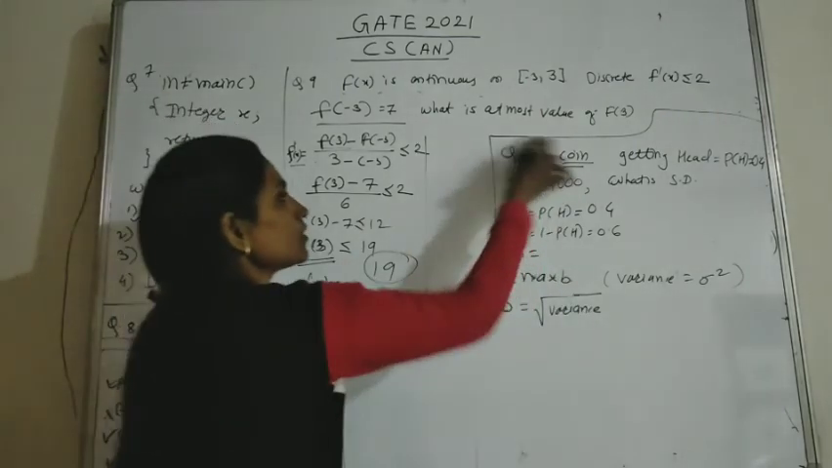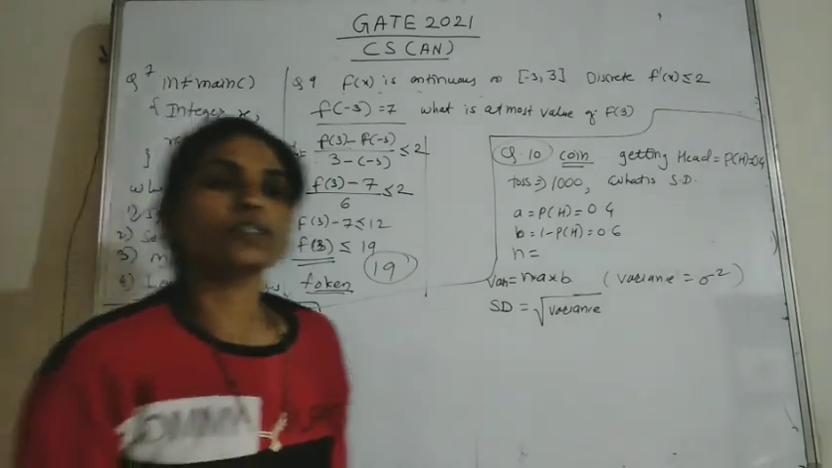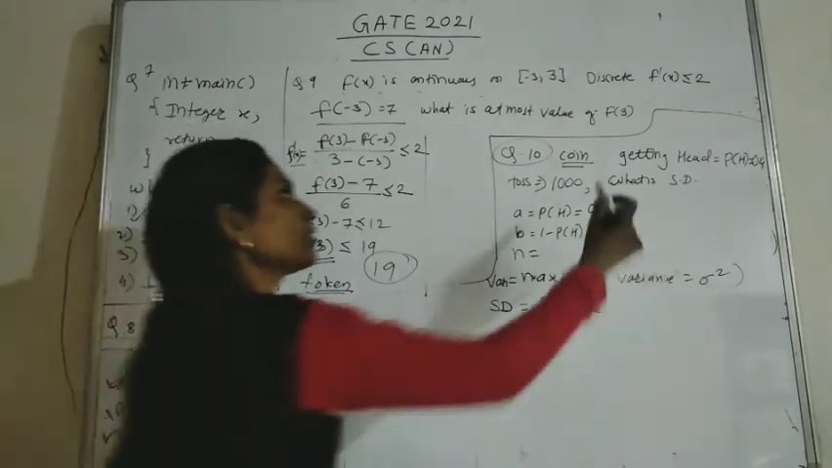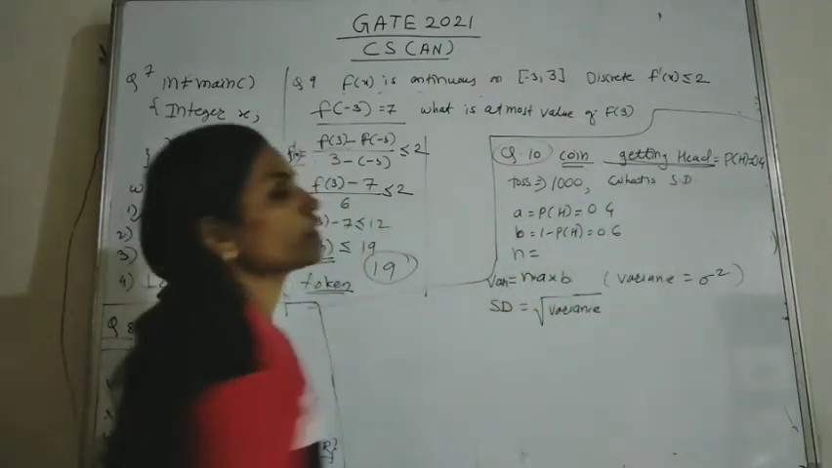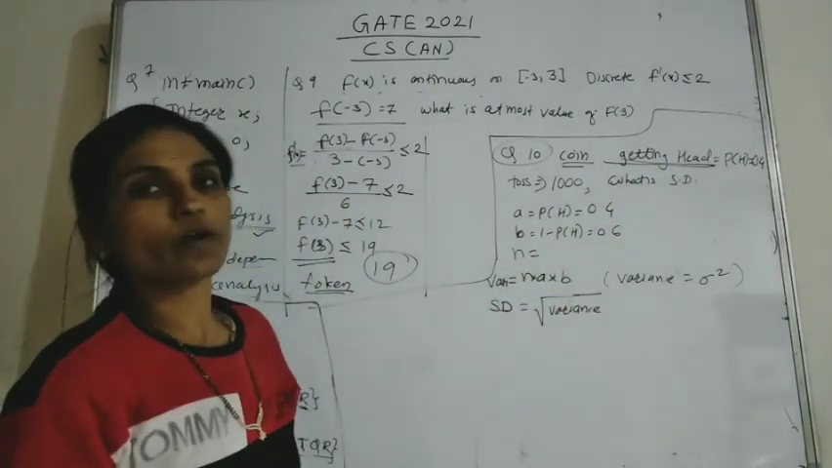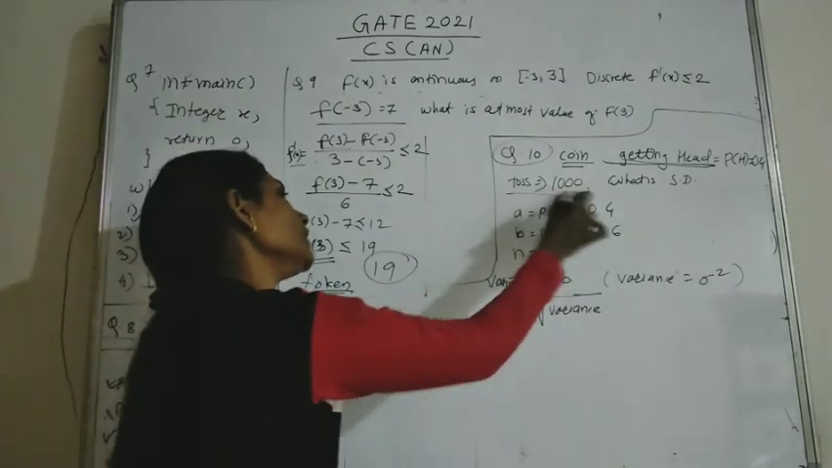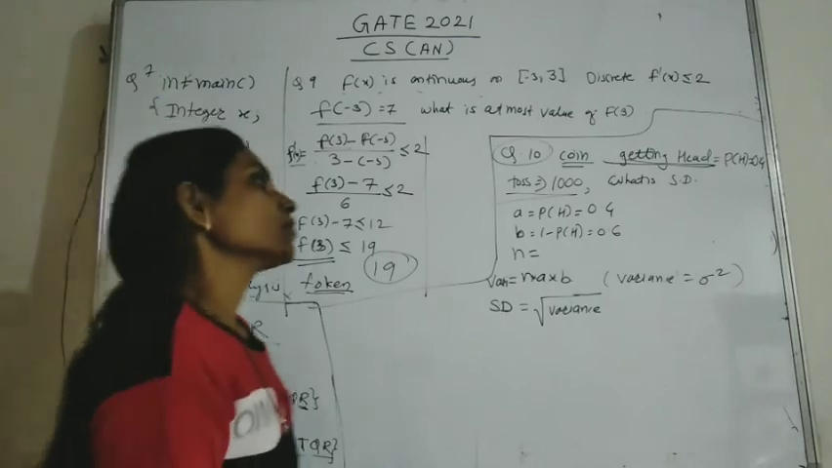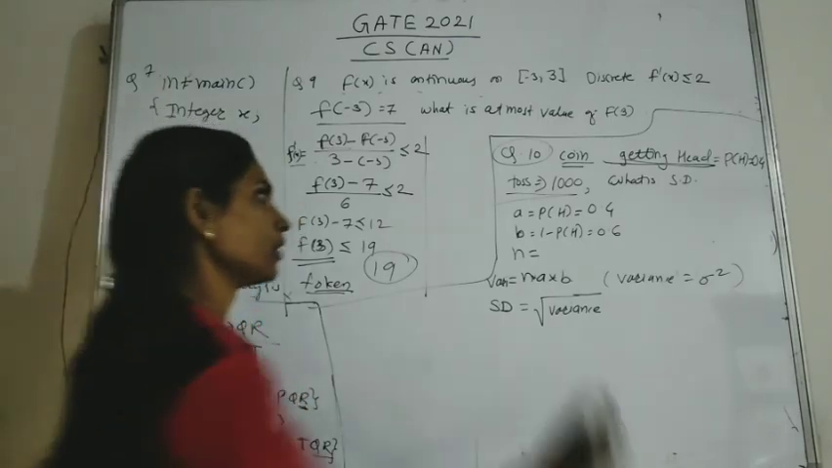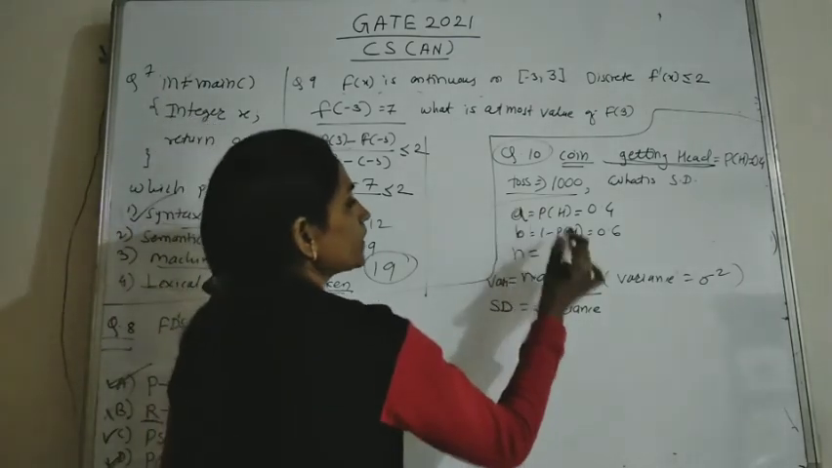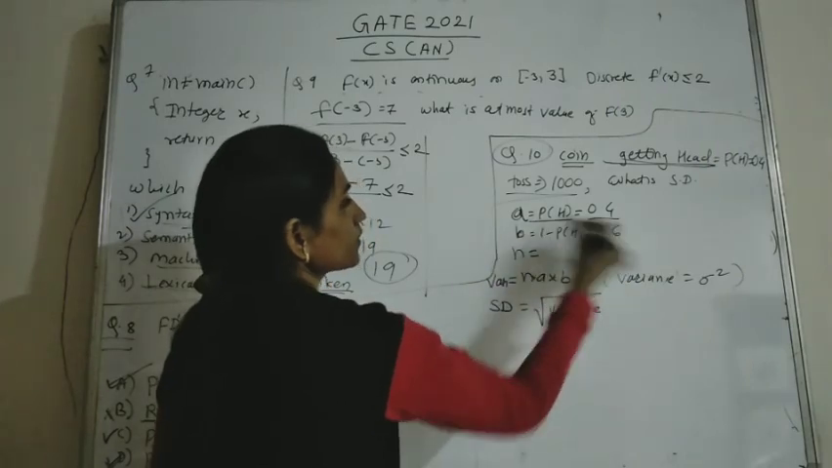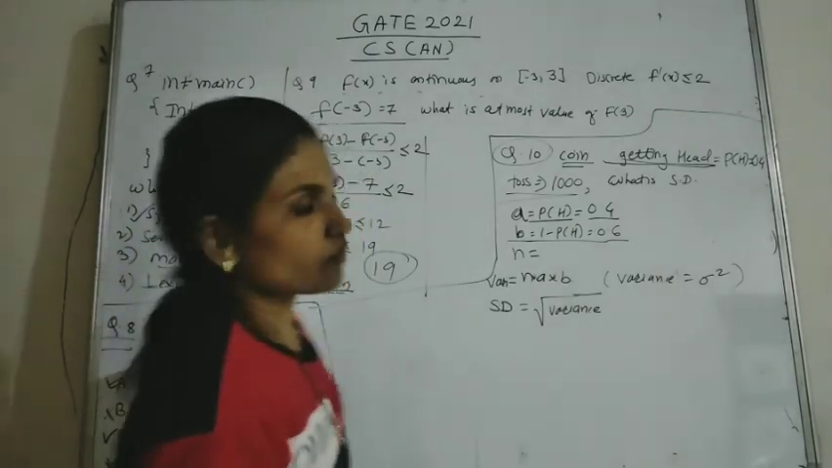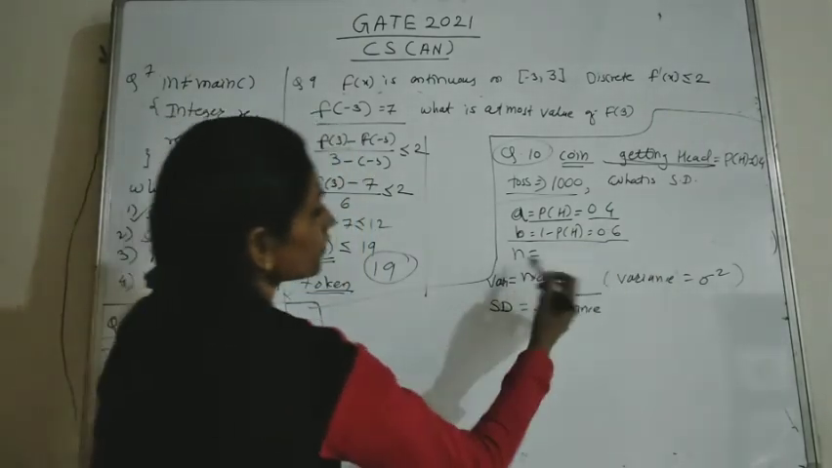The next question is based on probability. There is a coin, and when the coin is tossed, the probability of getting the head is P of S as 0.4. The coin is randomly tossed 1000 times. So what is the standard deviation that you have to calculate? Let's see, the probability of getting the head is 0.4. So not getting the head is 1 minus 0.4, that is 0.6.